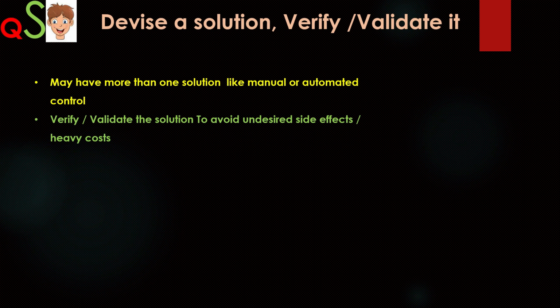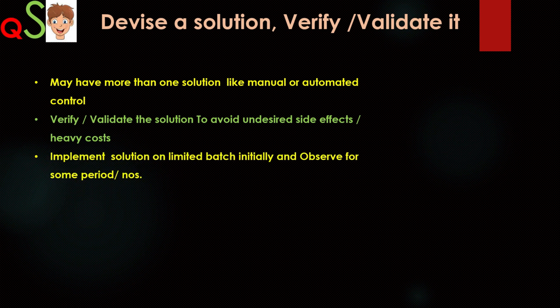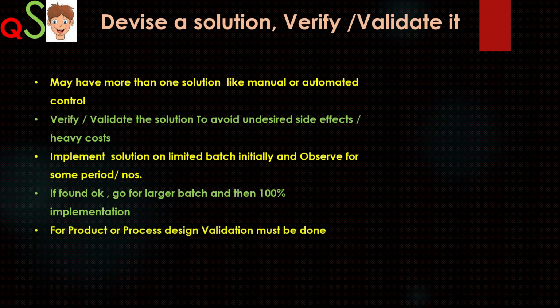Please verify and validate the solution on limited numbers, a smaller batch, to see its effectiveness and if it is giving any undesired side effects. Once confirmed, go for a full-fledged implementation. Till then, measures such as extra inspection should be introduced temporarily. If the solution involves a product design or process design change, it must be validated. You may choose your methods to validate. However, the method should be reliable and relevant.